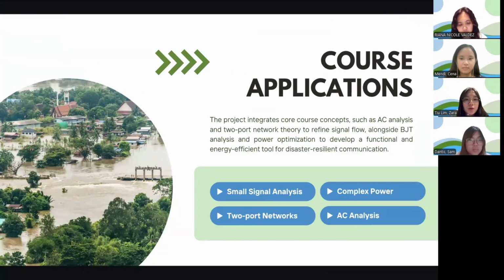To ensure the radio performs well, we applied key concepts from our major courses such as AC analysis, network theory, BJT analysis, and power optimization.